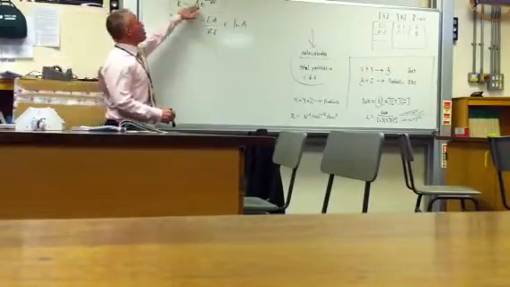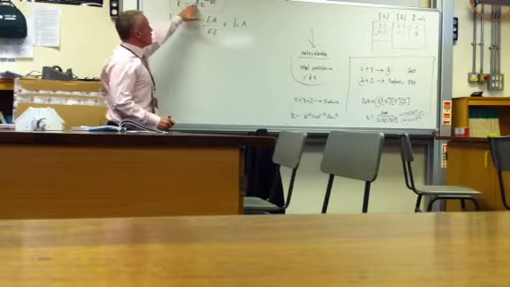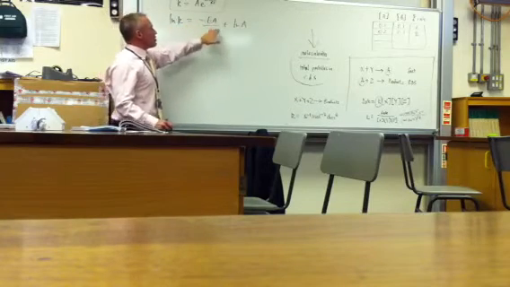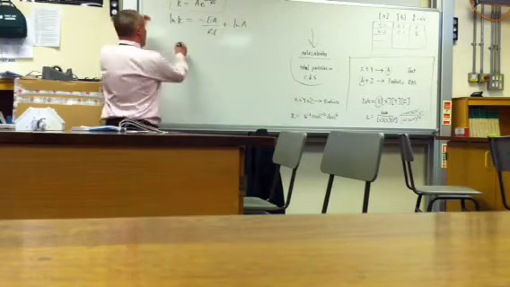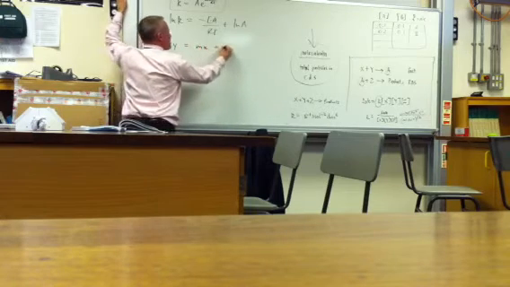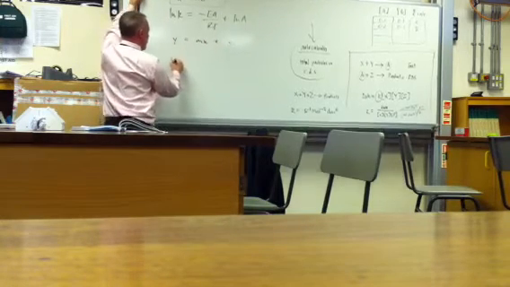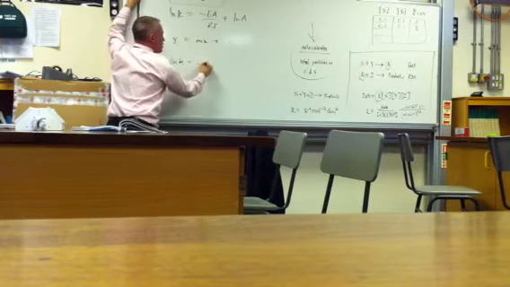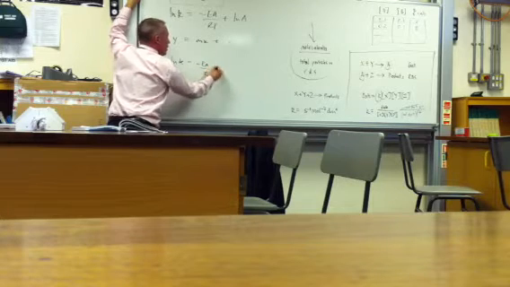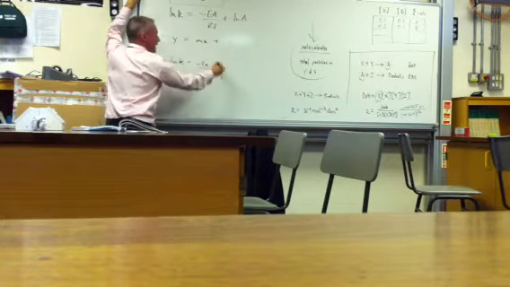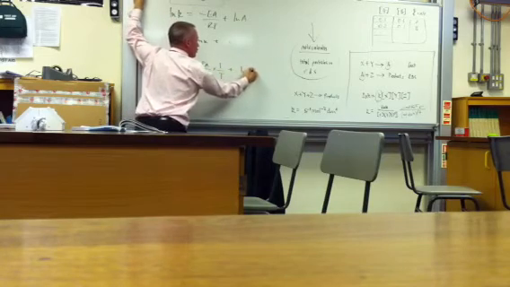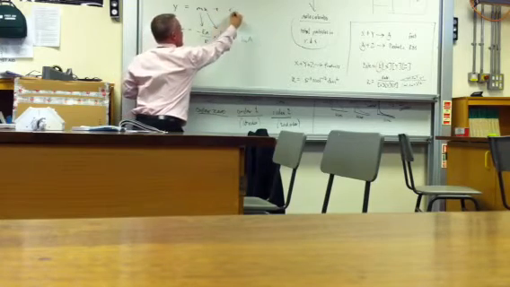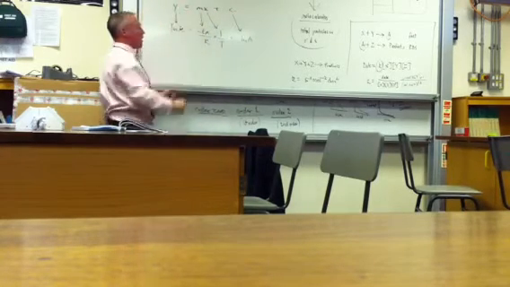Now, if you take natural logs of this expression, you end up with the natural log of k equals minus EA over RT plus the natural log of A. That is analogous to y equals mx plus c, because y is the natural log of k, m, the gradient, is minus EA over R, times 1 over T, which is your x, plus the natural log of A, which is c.